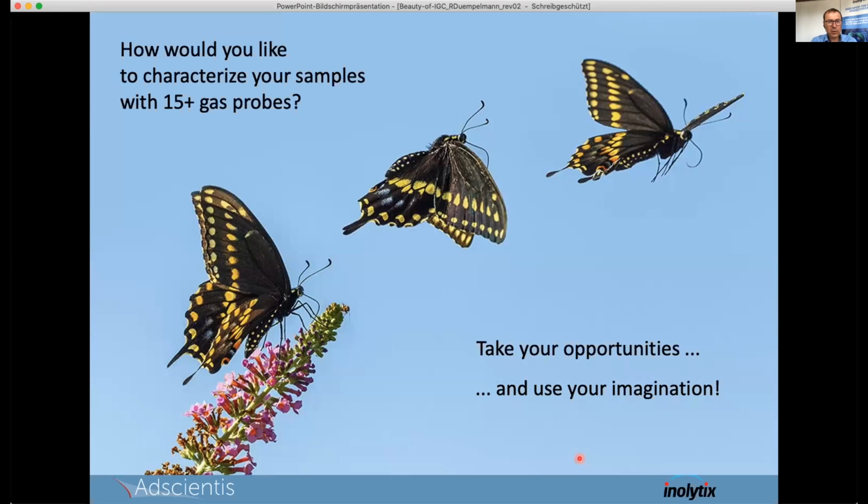With this, I would like to end really. So you have 15 or even more samples. How would you like to characterize the samples to take the advantage of what they have on properties to extract the knowledge of your unknown properties of your samples? Take your opportunities here and use your imagination for your experimental setup.